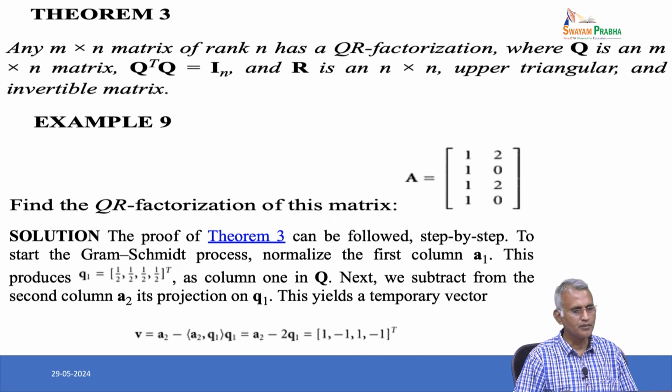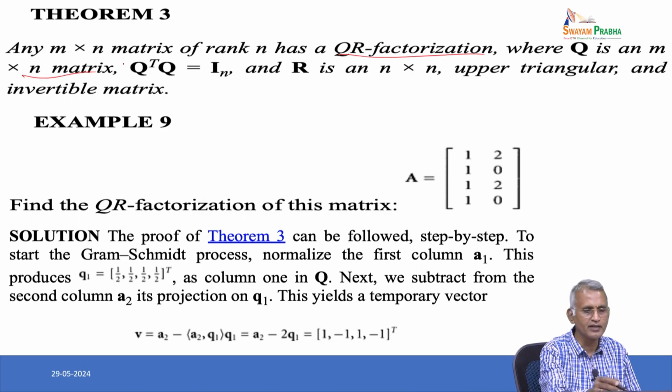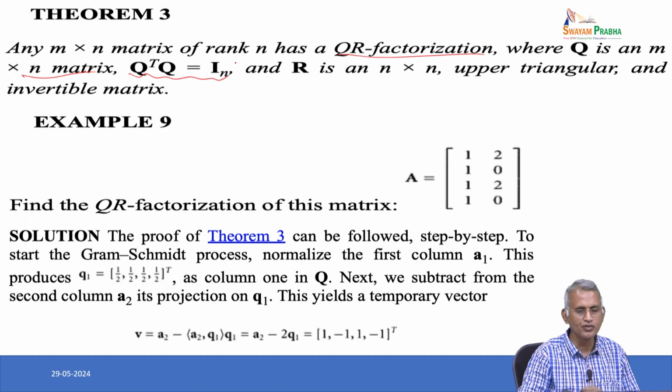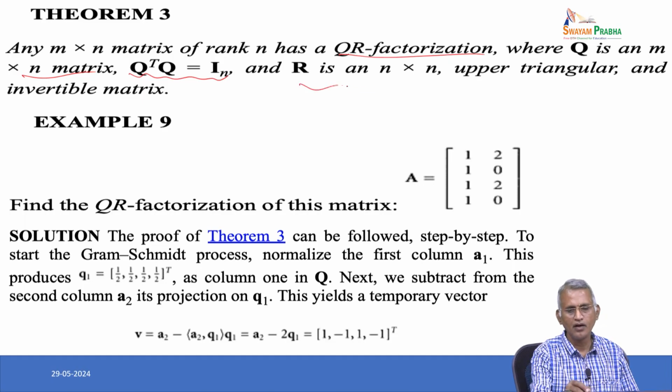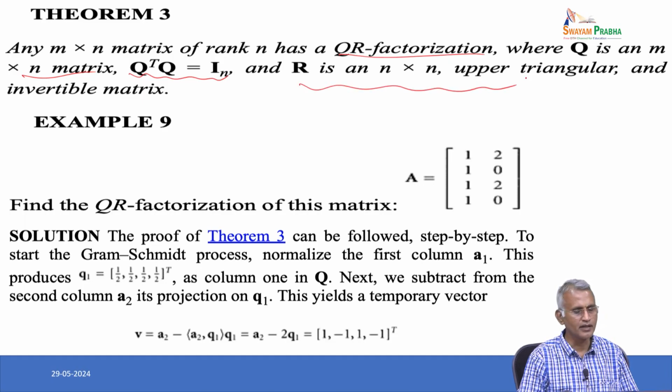Now, we have a theorem. You take an M cross N matrix A of rank N, it has a QR factorization, where Q is an M cross N matrix and Q transpose Q is I, and R is an N cross N upper triangular matrix which is invertible. So, for example, consider the QR factorization of the matrix A equal to 1 2 1 0 1 2 1 0.